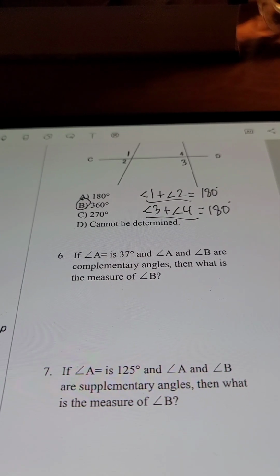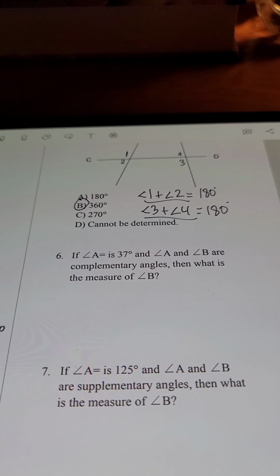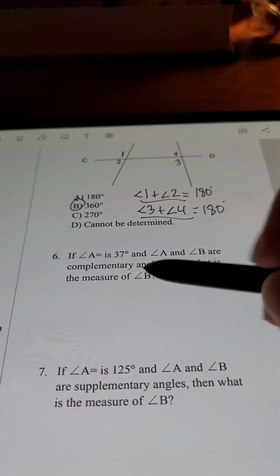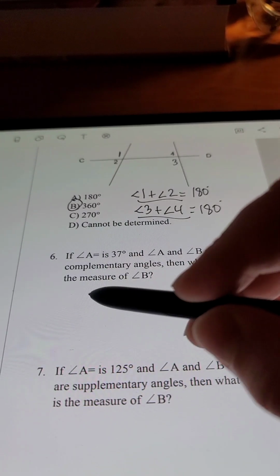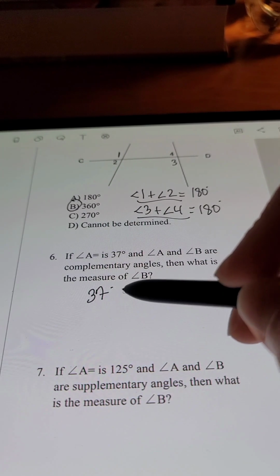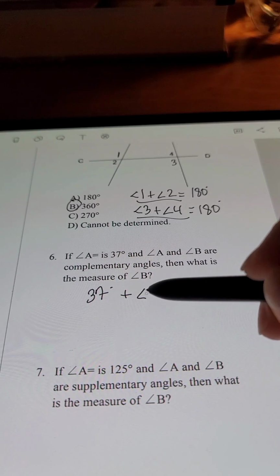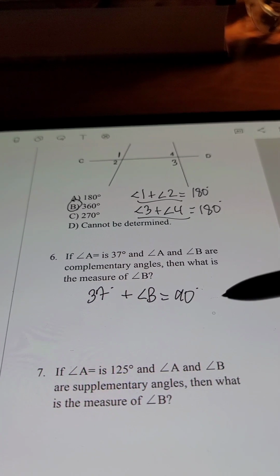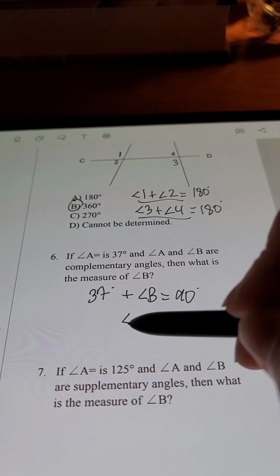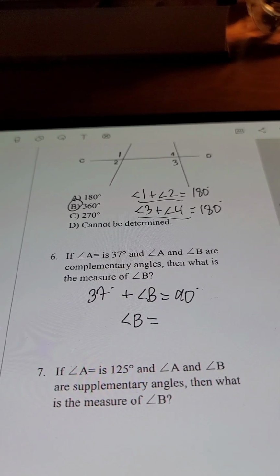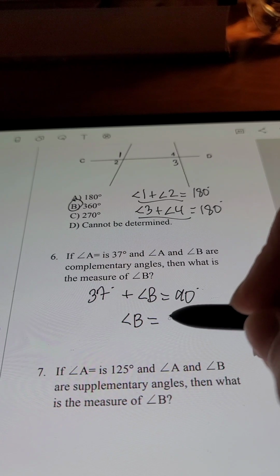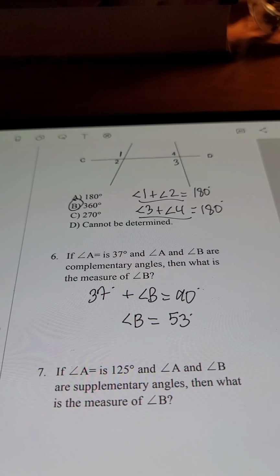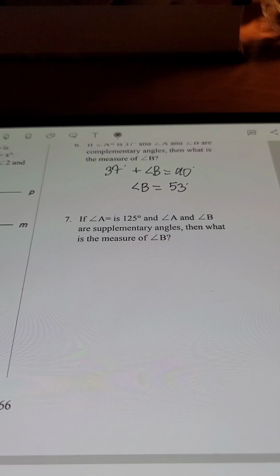Pause to read number 6 if you haven't already. So complementary angles are going to be angles that add up to 90 degrees. So that means A plus B has to equal 90 degrees. If we know angle A is 37 degrees, and then we know we have to add angle B to get to 90 degrees, we can set this up as an equation, subtract 37 from each side to get angle B completely by itself. And when you do that, you're going to get 53 degrees for angle B.